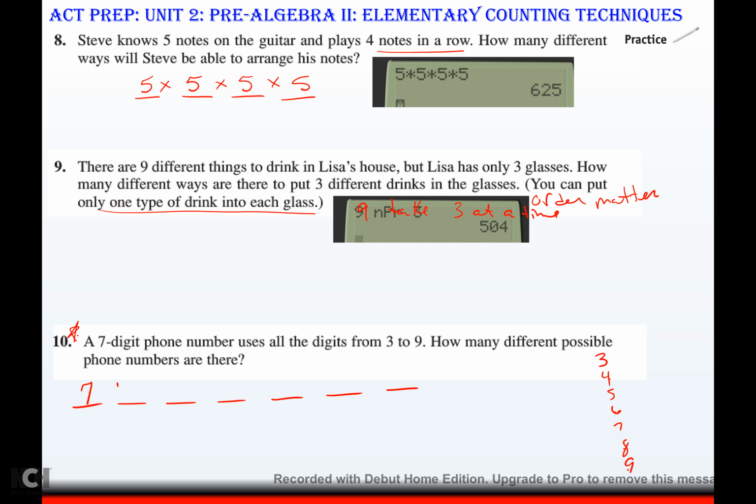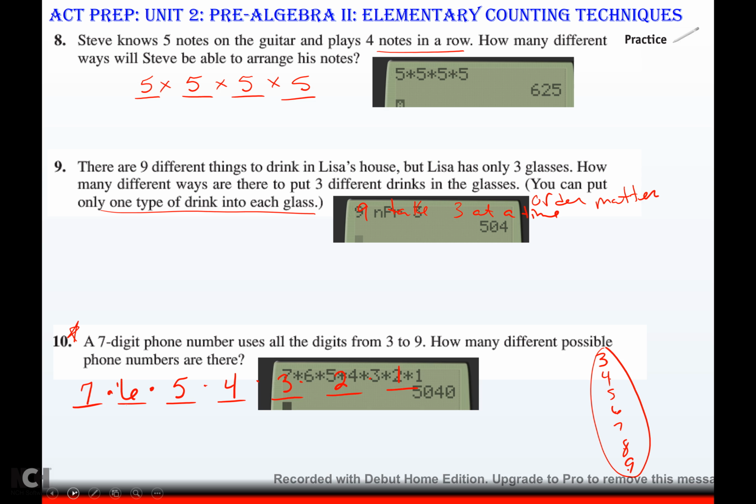But anyway, with the assumption that you can only use each digit one time, you have 7 choices for your first digit. Then you only have 6 digits to choose from for your second. Then you only have 5 choices for your third, 4 for your fourth, 3 for your fifth, 2 for your sixth, and 1 choice for your seventh. So if I multiply all those together, I get 5,040. Okay?